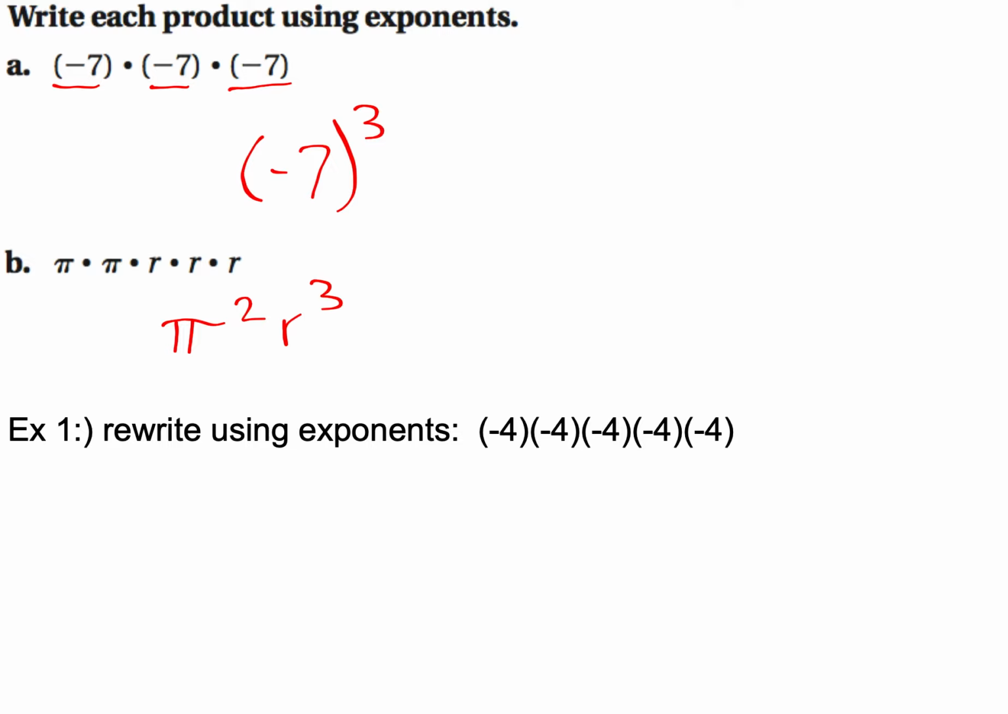Okay, next one, rewrite using exponents. Well, you can see that -4 is used as a factor 5 times. So -4 is the base. I need to use parentheses to hold that negative, and it's to the 5th power.